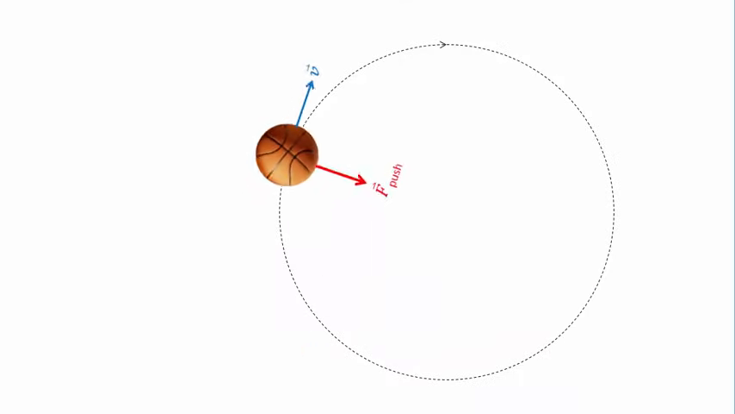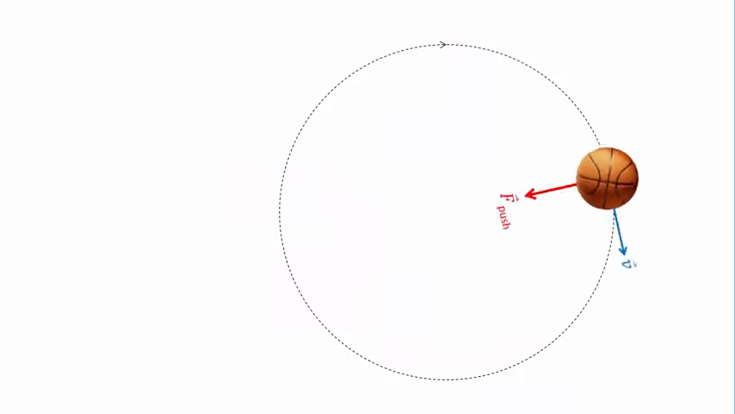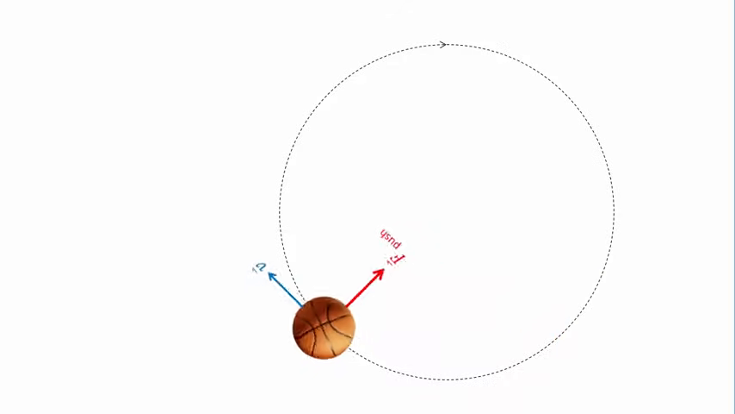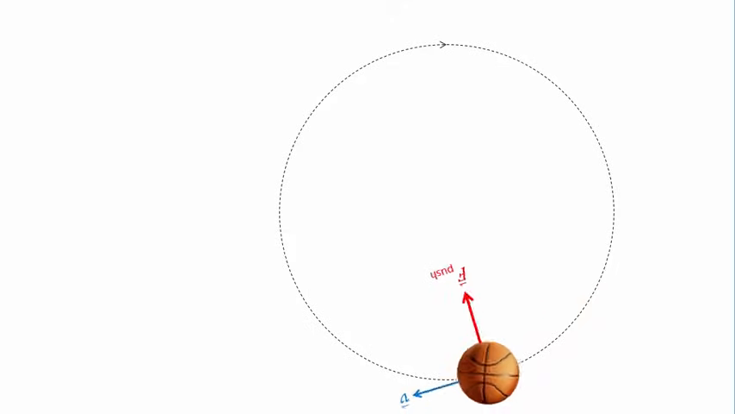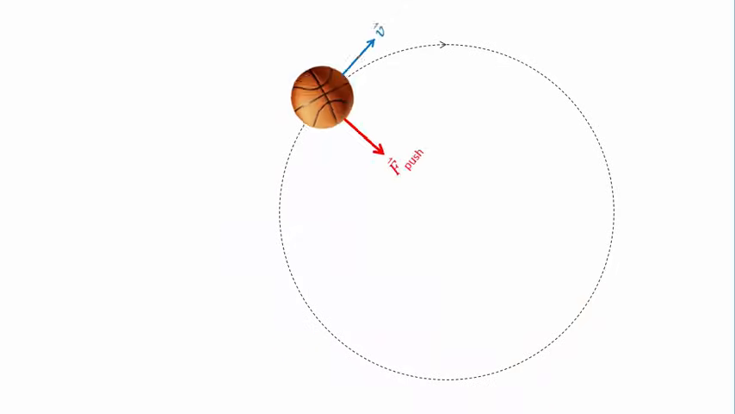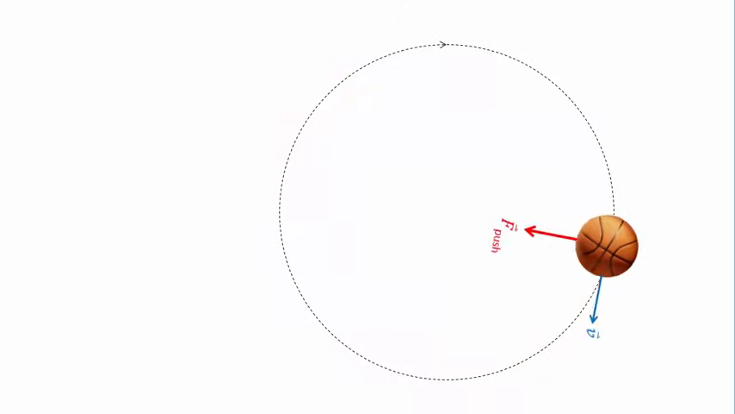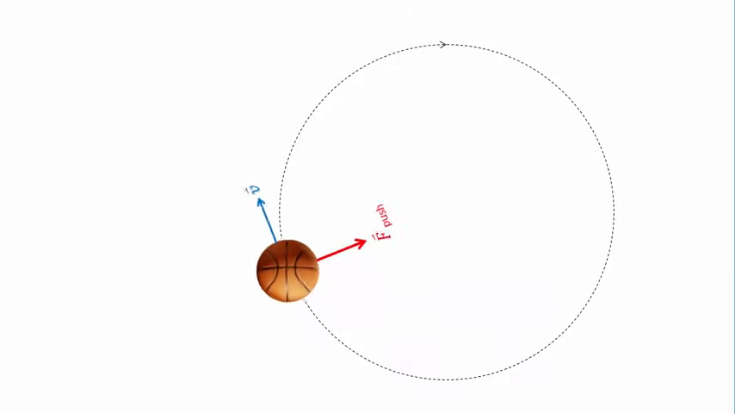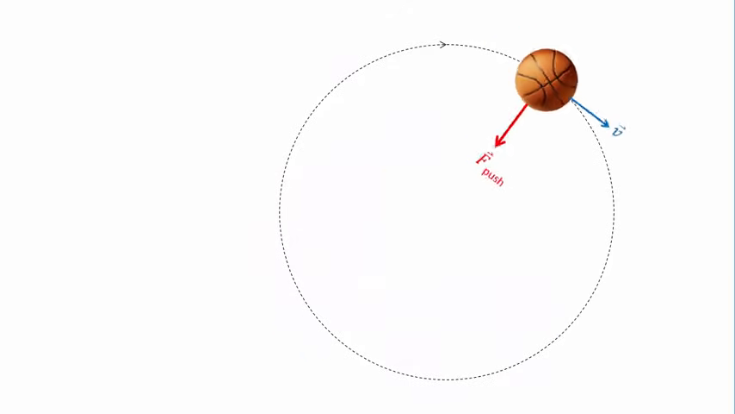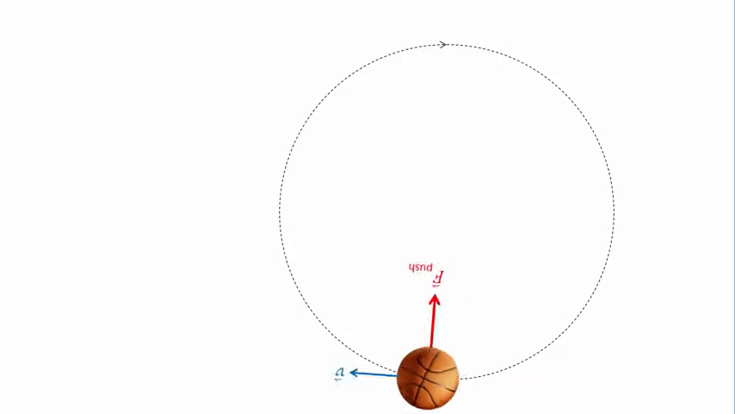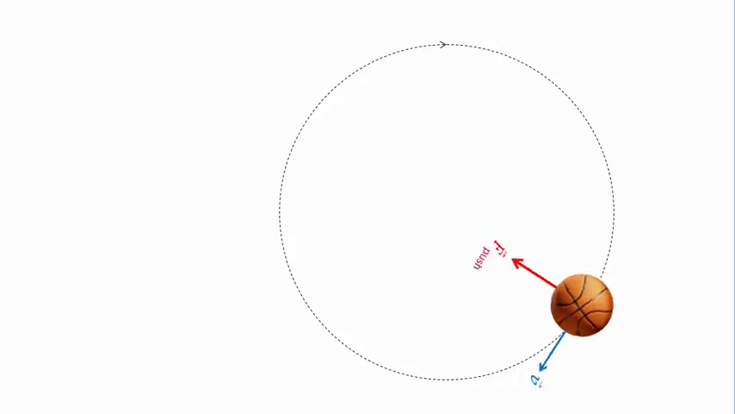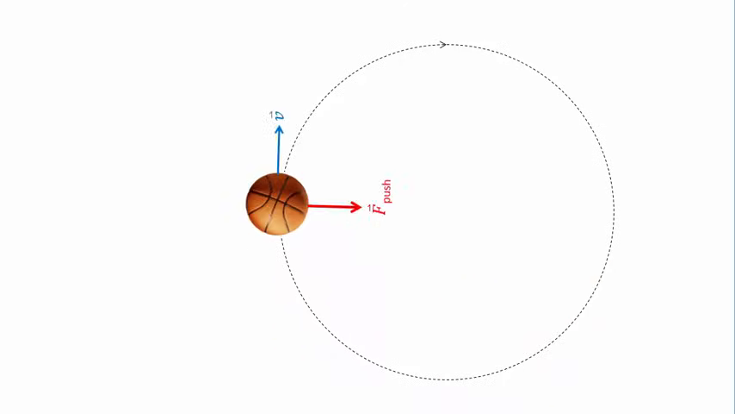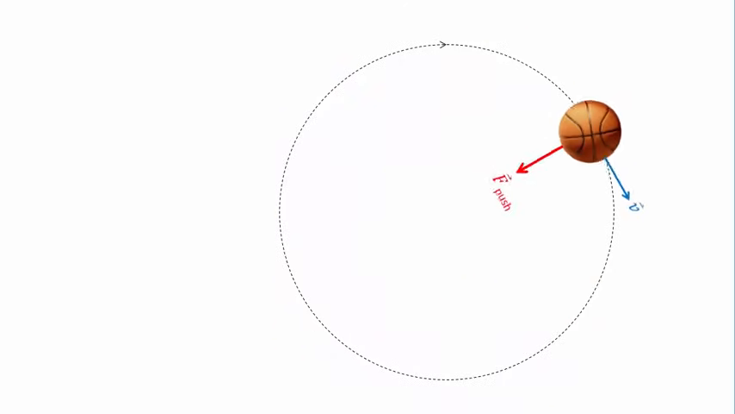Other examples of objects moving in circular paths are a ball on a string, where the tension of the string provides the force that's perpendicular to the object's velocity, or the Earth going around the sun, in which case the gravitational force provides the force that is perpendicular to the Earth's velocity, or a car going around a curve, in which case friction applies the force that's perpendicular to the car's velocity and makes it curve.